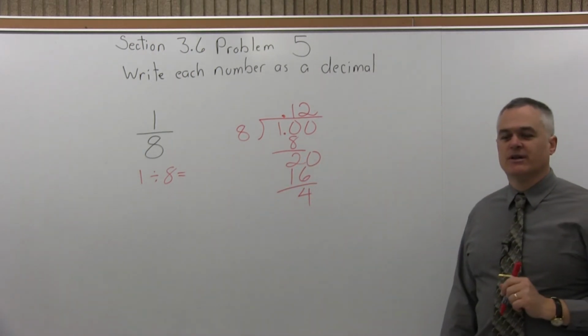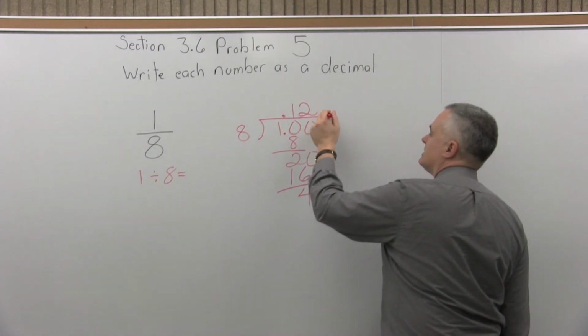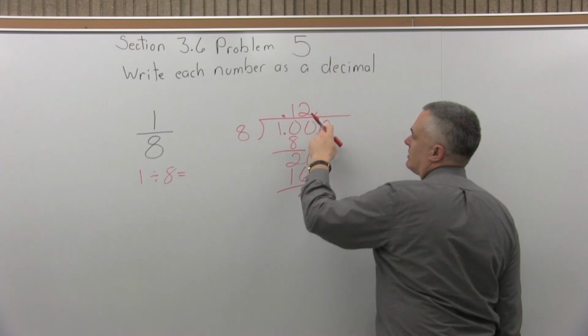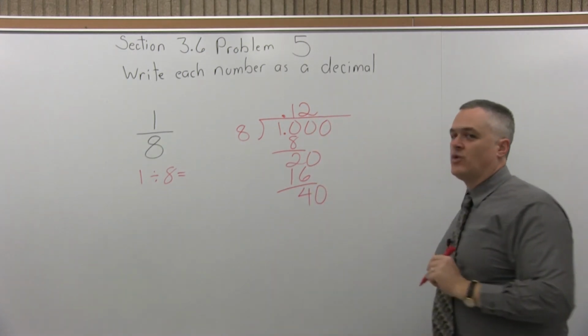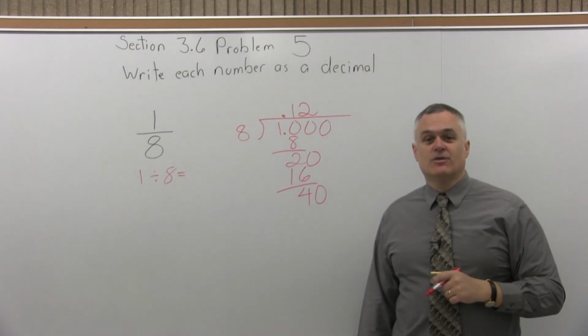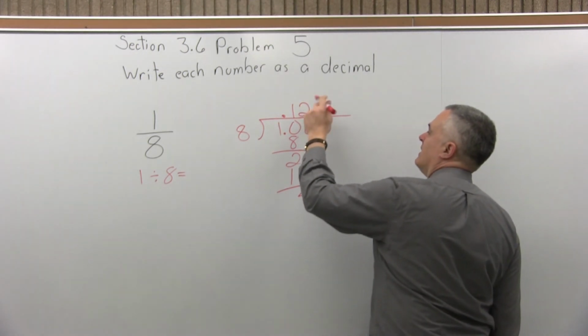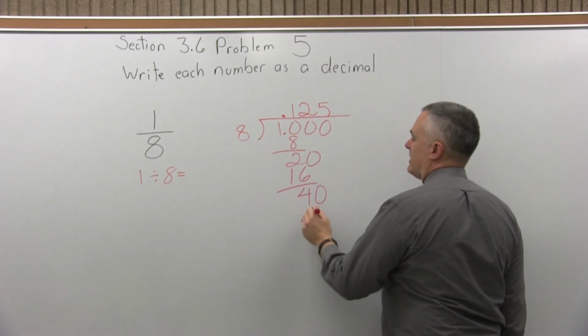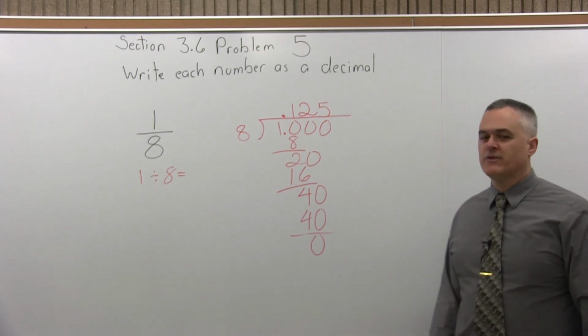Still didn't go in evenly. So I can fill in another 0. I can keep going with as many zeros as I need. So now that next 0 that I filled in, let's pull it down next to the 4, so it's written as a 40. Now 8 divided into 40, that goes in evenly. It goes in 5 times. So I put a 5. 5 times 8 is 40. Subtract, the remainder is 0, so it fit in perfectly.